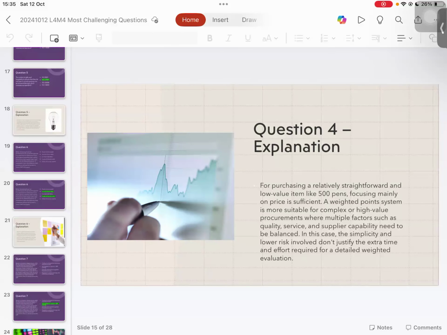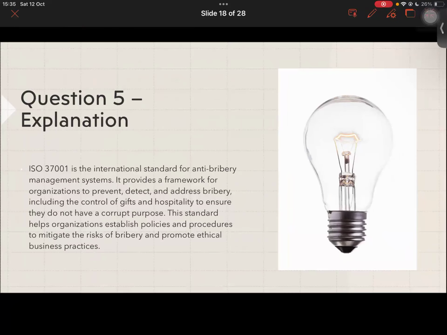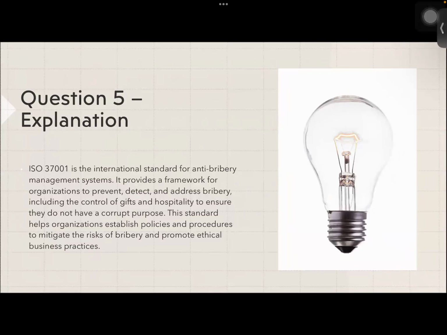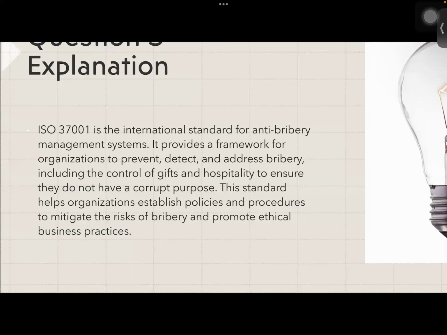Now, I will return to Q5. Okay, so 37001 is the standard for the anti-bribery management system. And you can search for more details on the internet and the ISO website.